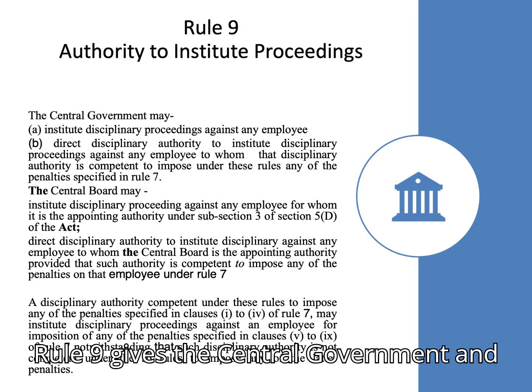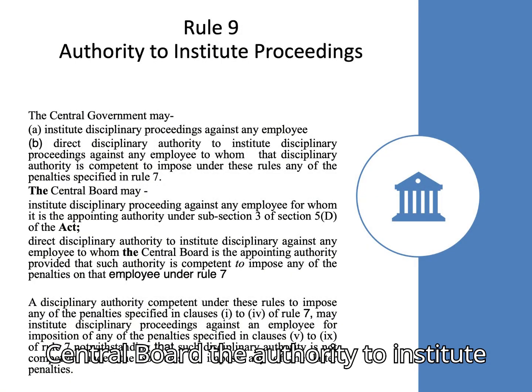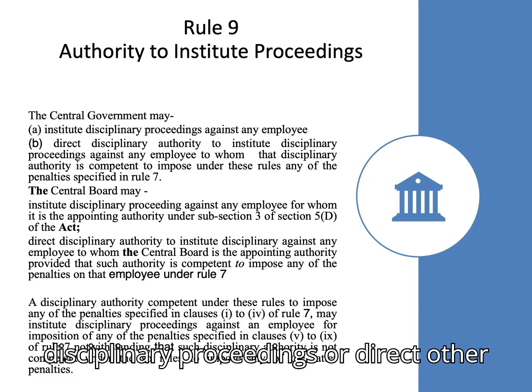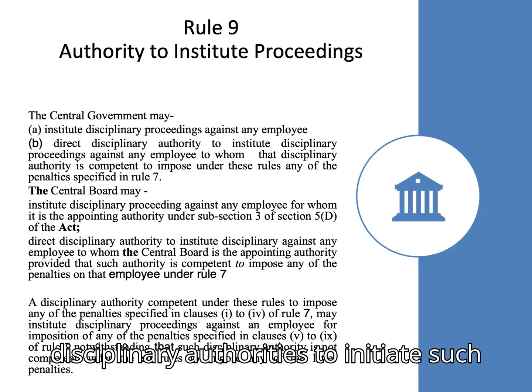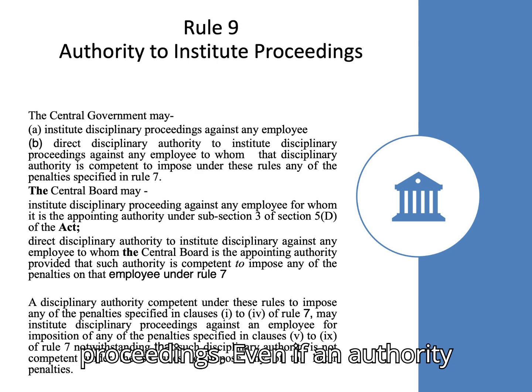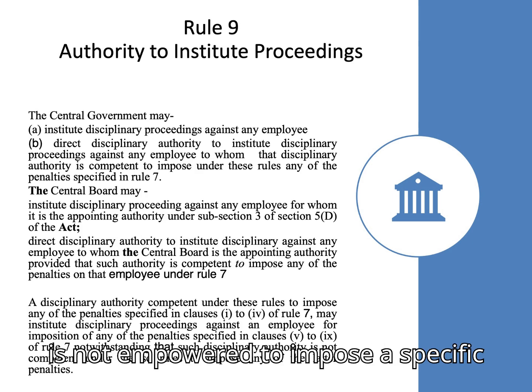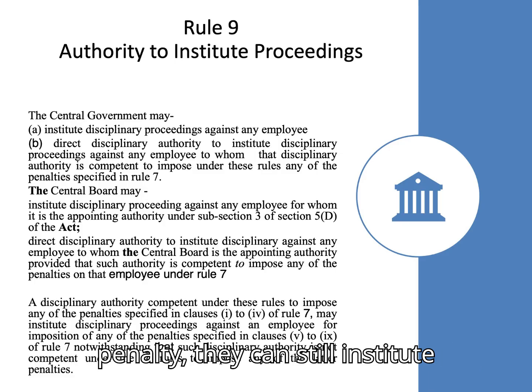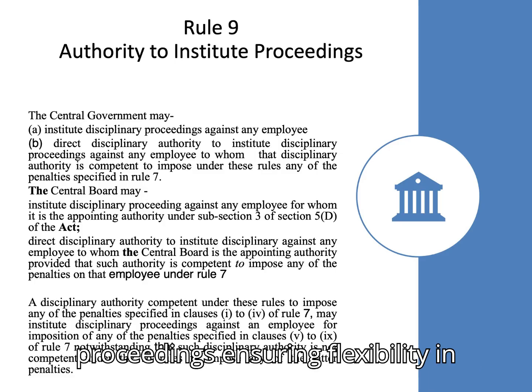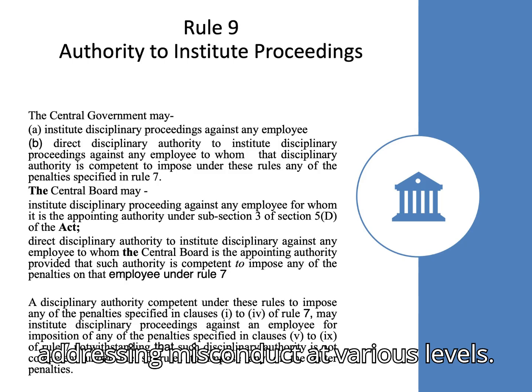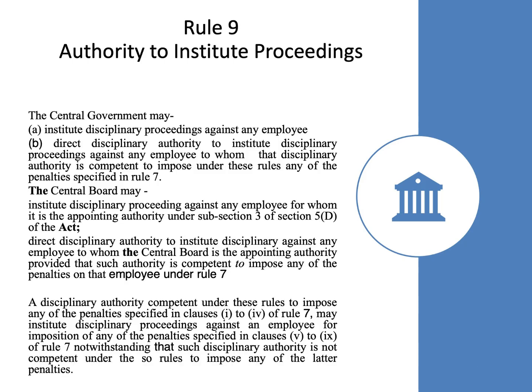Rule 9 gives the central government and central board the authority to institute disciplinary proceedings or direct other disciplinary authorities to initiate such proceedings. Even if an authority is not empowered to impose a specific penalty, they can still institute proceedings, ensuring flexibility in addressing misconduct at various levels.